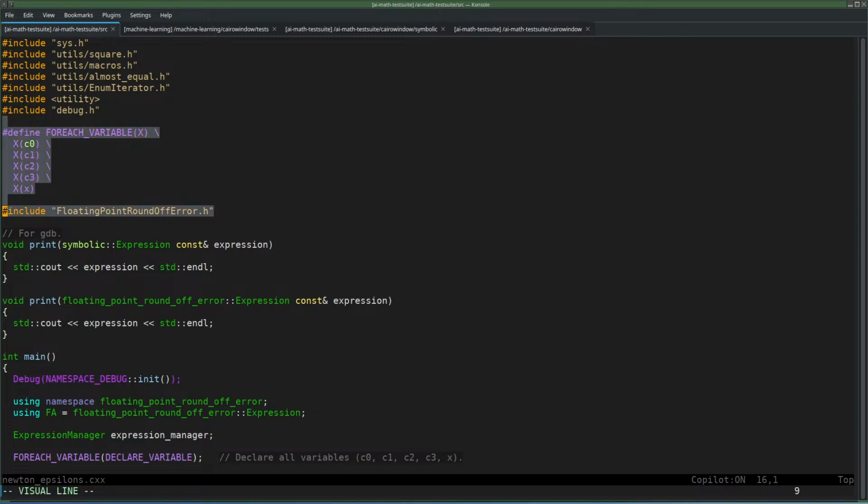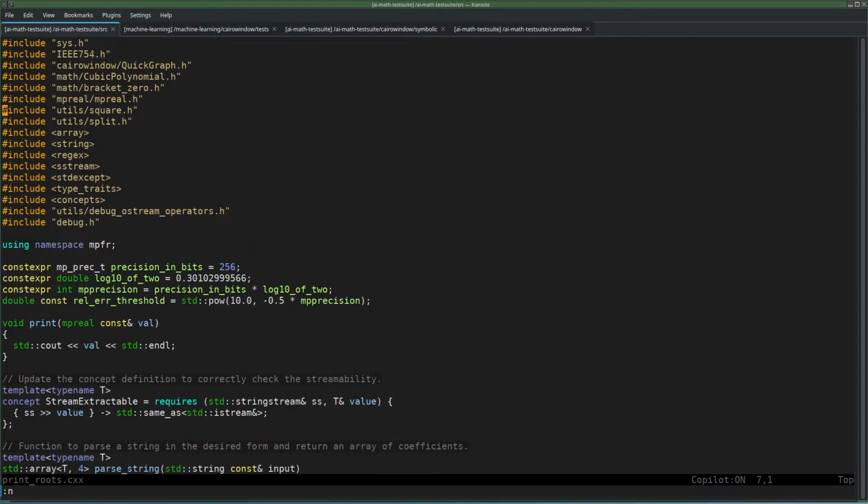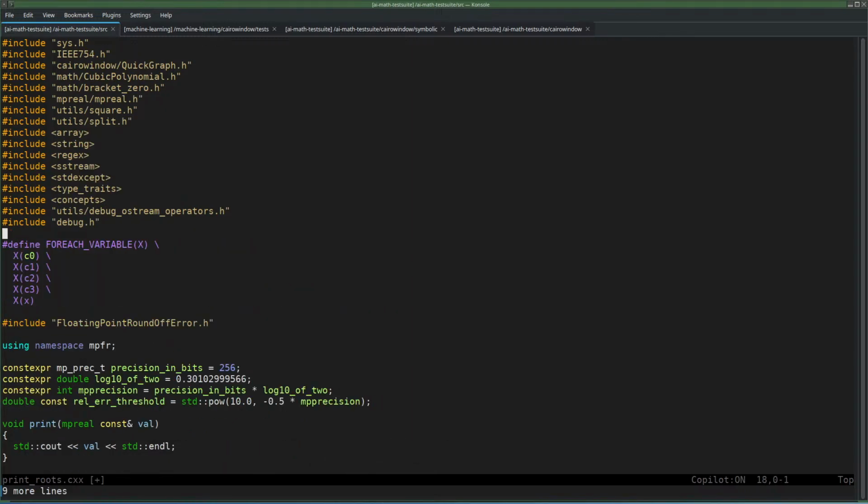So we need this. Let's put that here. That introduces the constants C0, C1, C2, and C3, and X, the variables that we're going to use in the calculation. So yeah, these are all the variables that are used for our third-degree polynomial. And this is the header that I need to be able to generate that formula for the floating point round-off error.